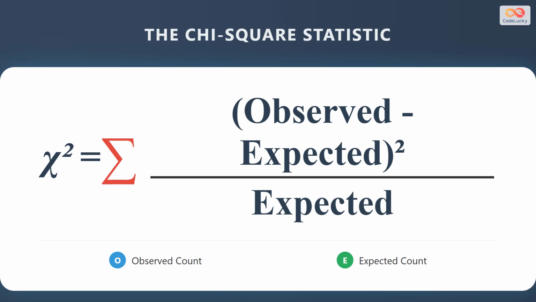Now we calculate the test statistic, denoted as chi-square. For every single cell in our table, we take the observed count, subtract the expected count, and square that difference. Then, we divide that result by the expected count. Finally, we sum up these values for all cells. A large chi-square value means the observed data is very different from what we expected, suggesting the null hypothesis might be false.